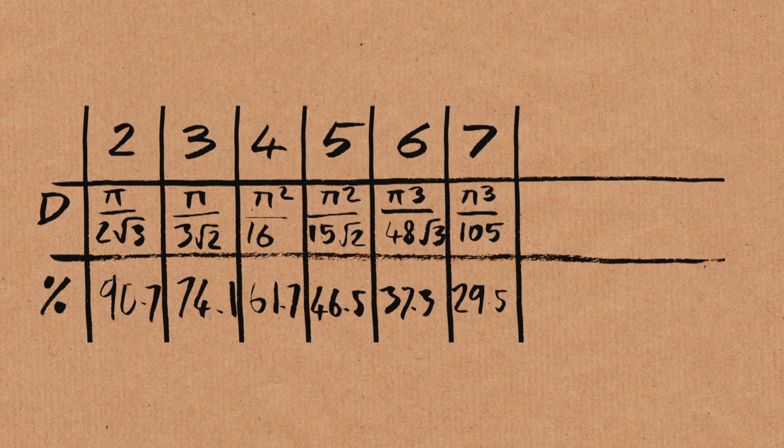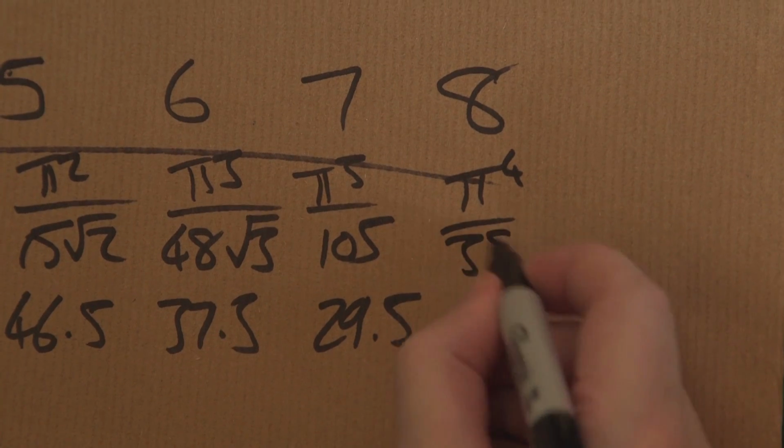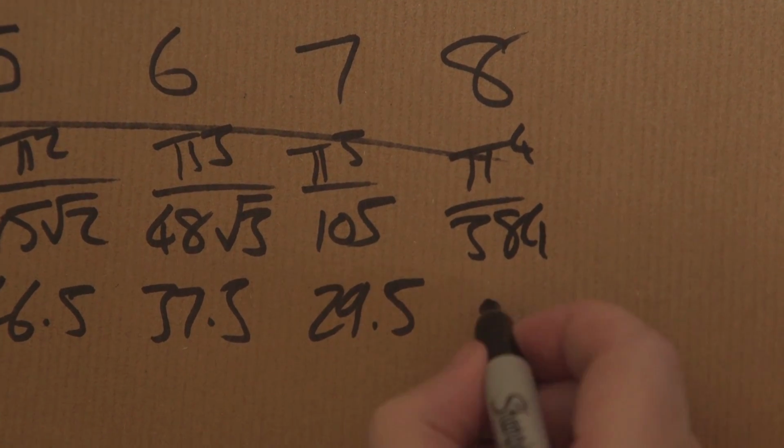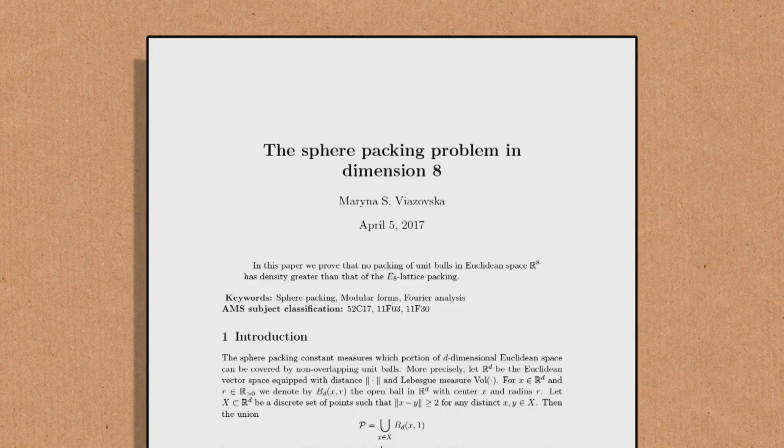The ones I've shown you so far, best known, 7 is pi cubed over 105, which is 29.5%. And now in dimension 8, the best known is pi to the 4 over 384. The density of that is 25.4%. In 2016, this was proven to be the best possible by Maryna Viazovska, not that long ago.